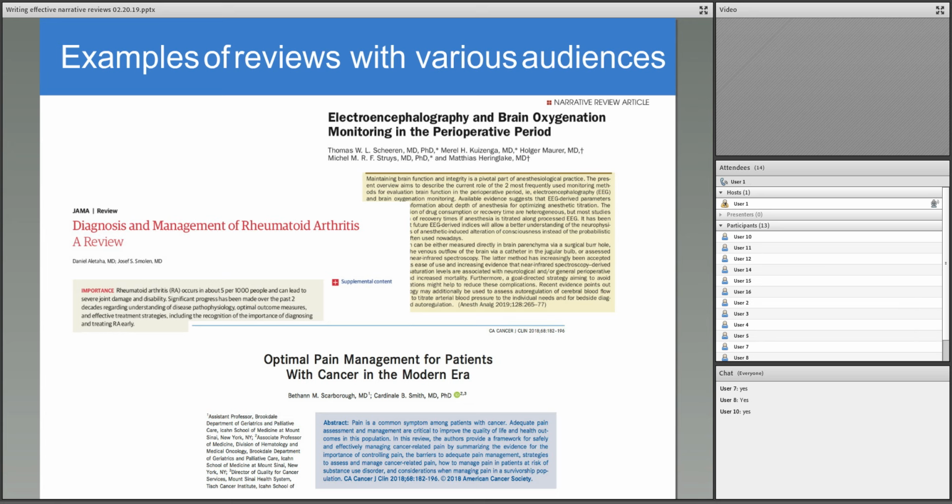On the left is diagnosis and management of rheumatoid arthritis. That's a review written by rheumatologists about rheumatoid arthritis. That's written for JAMA. So it reviews a broad topic in a way that transfers specialist knowledge to a broad audience. And on the bottom, optimal pain management for patients with cancer in the modern era is a review about pain management in cancer written by palliative care clinicians for CA, a cancer journal for clinicians. This is a focused but not narrow topic covered accessibly for an audience of cancer clinicians.